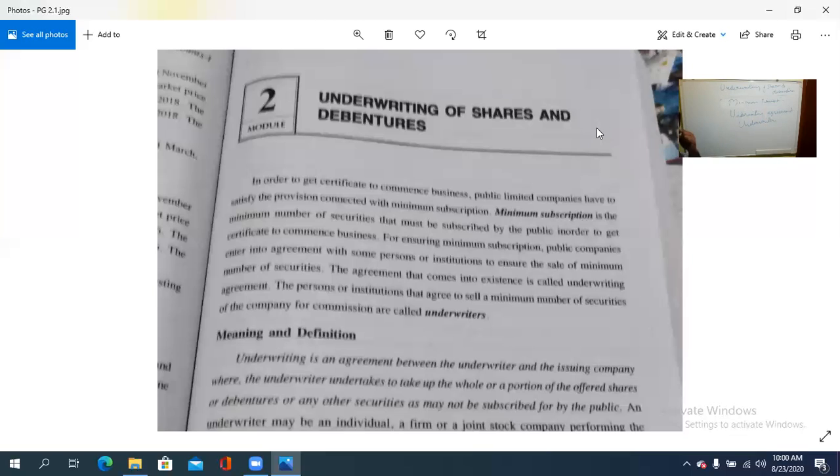So we will look into this once again. Minimum subscription is the minimum number of securities that must be subscribed by the public in order to get the certificate to commence the business. For ensuring such a minimum subscription, the public companies enter into an agreement with some person or institution.